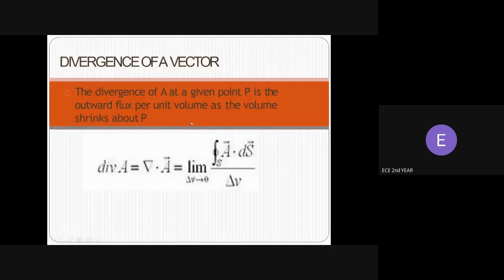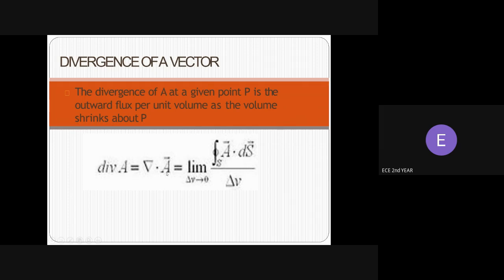Okay, let us see the other one, divergence. Divergence is nothing but, at a particular point, the outward flux per unit volume. This is similar to water flowing in a pipe. If you put a hole in the pipe, the water will come out in all directions. That is nothing but divergence of A.